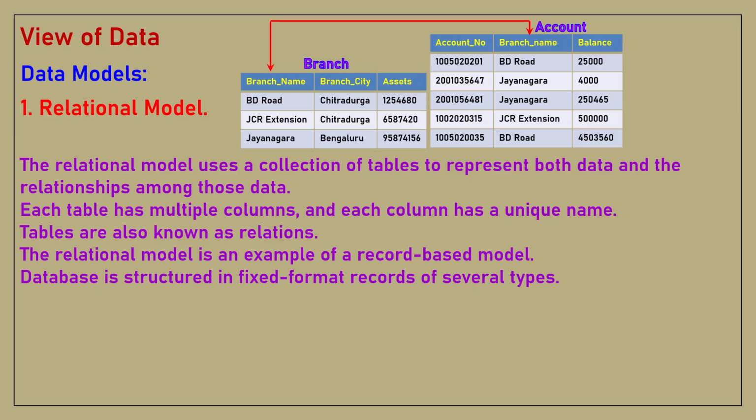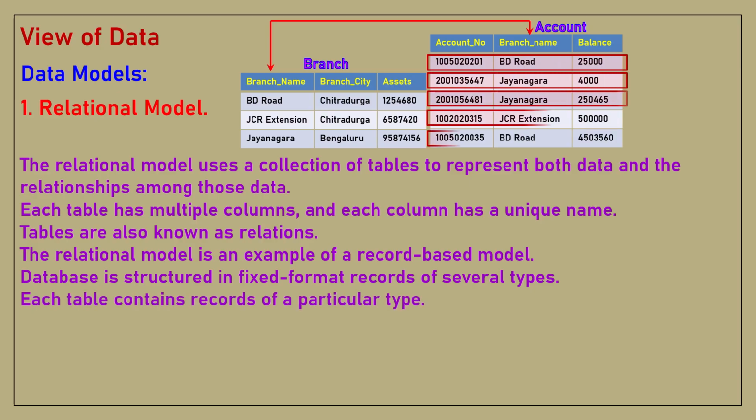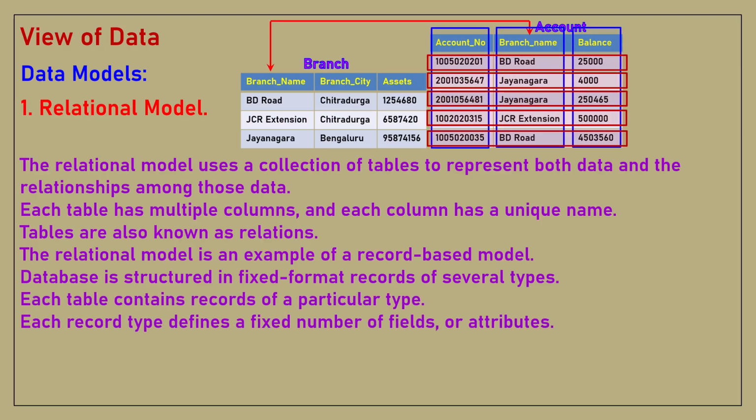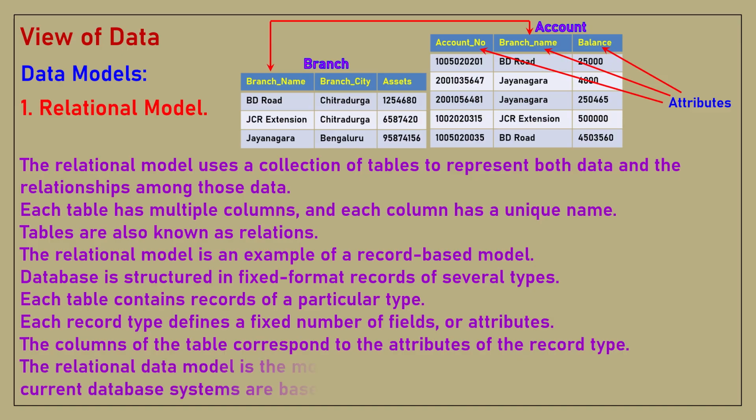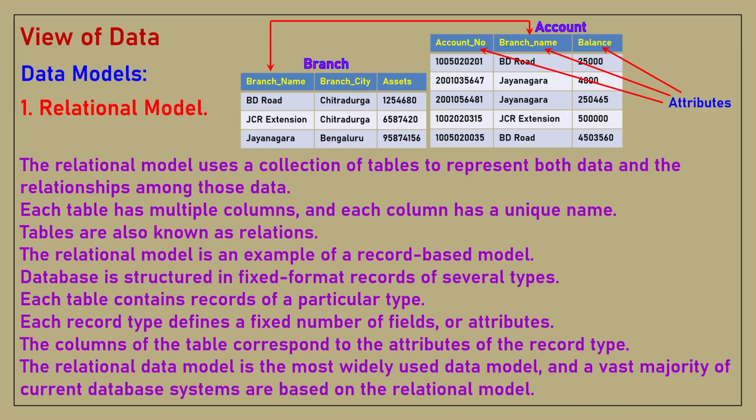Record-based models are so named because the database is structured in fixed format records of several types. Each table contains records of a particular type. Each record type defines a fixed number of fields or attributes. The columns of the table correspond to the attributes of the record type. The relational data model is the most widely used data model, and a vast majority of current database systems are based on the relational model.